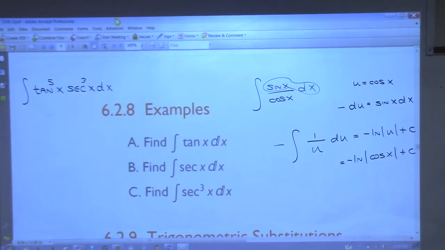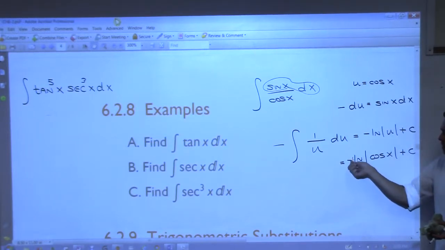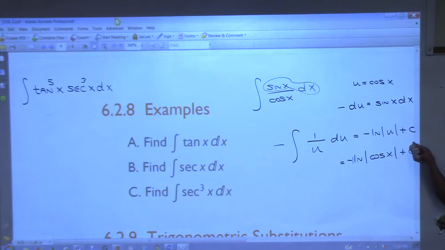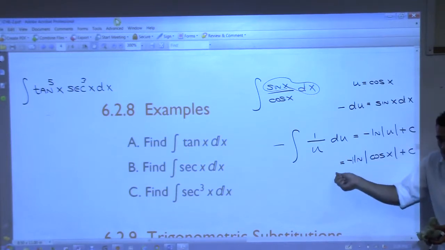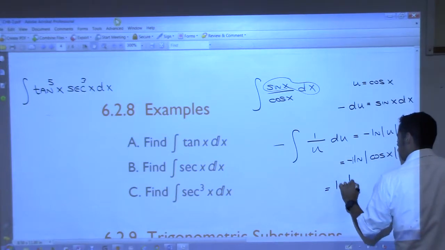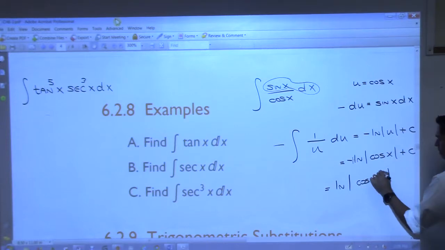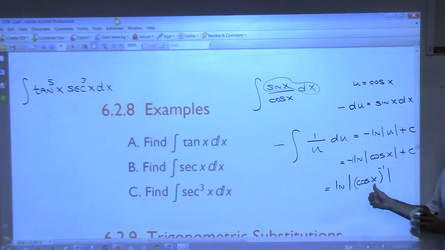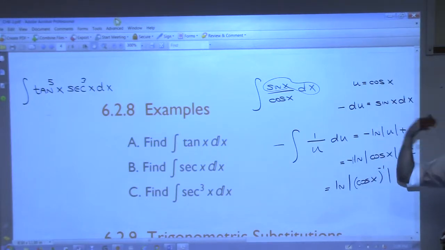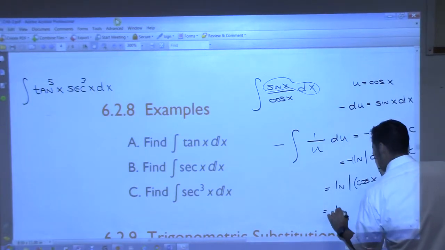Did I mess up? No. By the property of logs, you have a negative out front, right? If you have a number in front of a log, you can push it up as a power. So if I bring this up top, it becomes the natural log of the absolute value of cosine x to the negative 1. Raised to negative 1, not the arc cosine. It's this expression to the negative 1, which means 1 over the expression. And what is 1 over cosine? Secant.